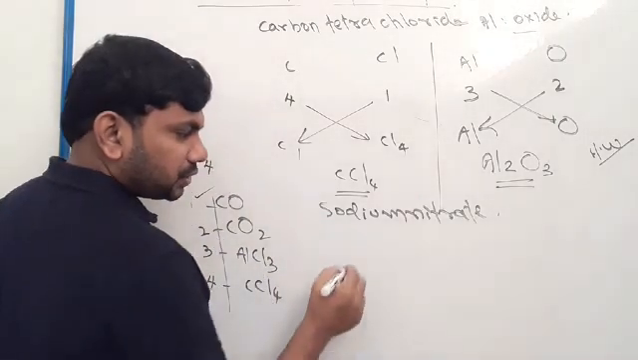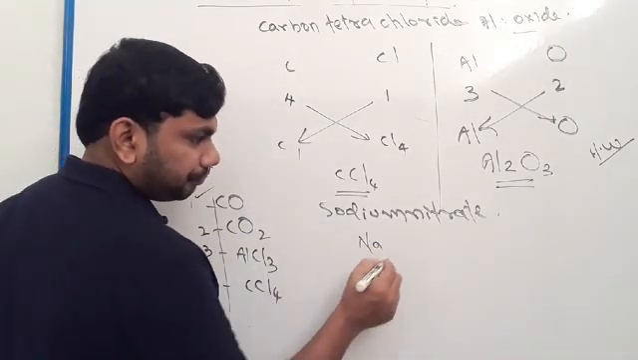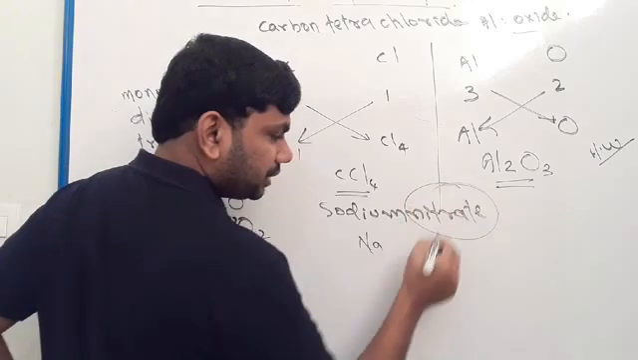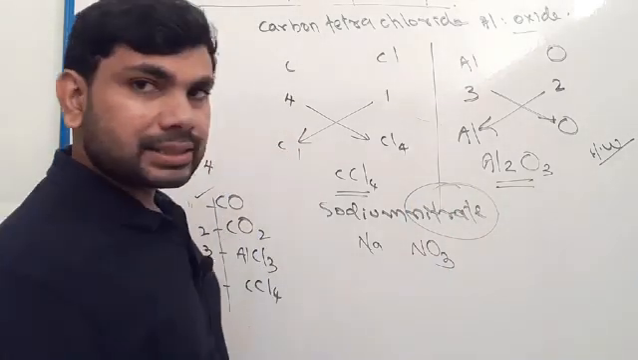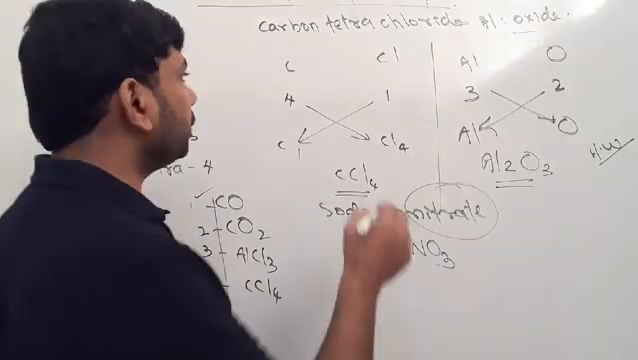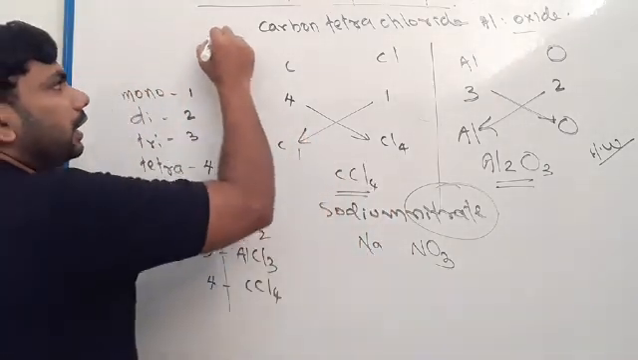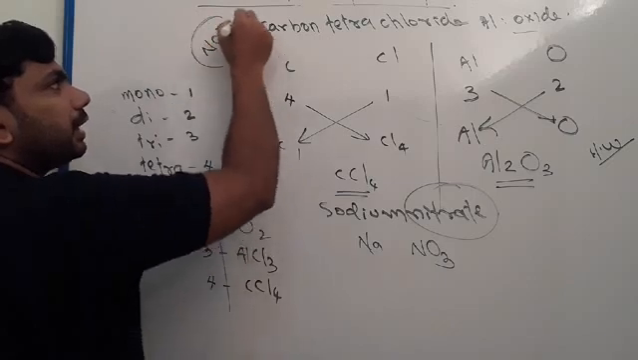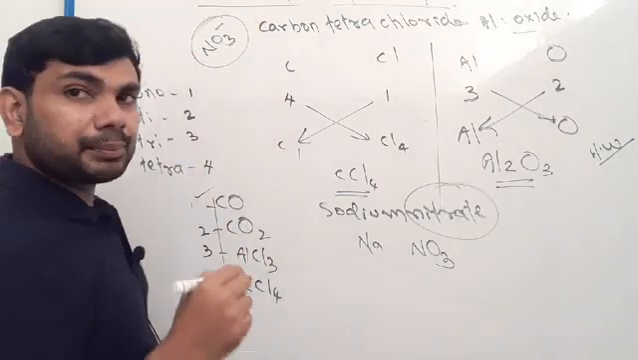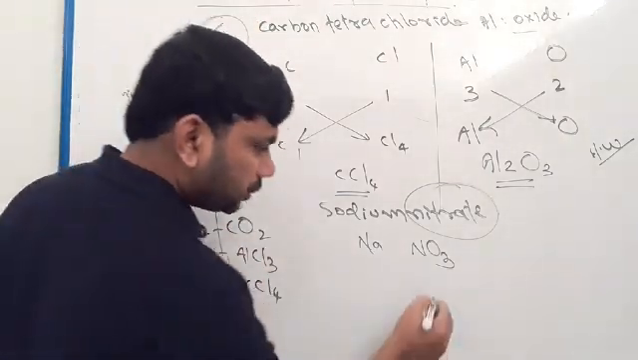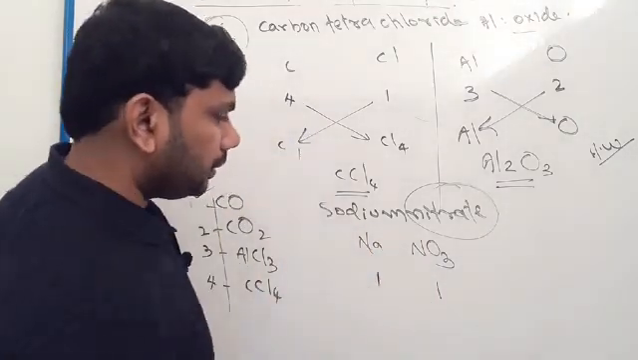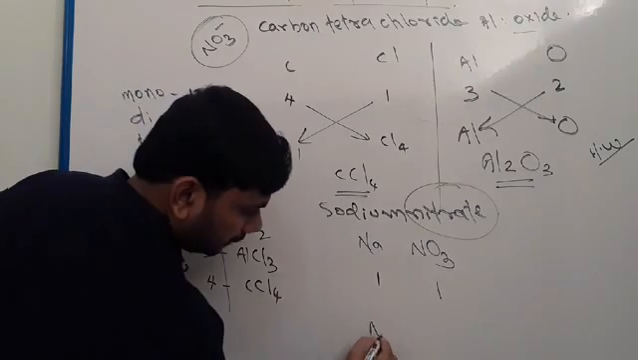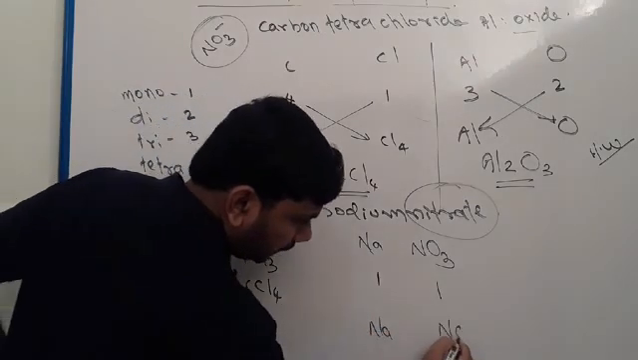Sodium we know is Na. Nitrate means NO3 minus. Minus means -1. So write here 1. Sodium +1. Write here 1. Then write it again, sodium and NO3.